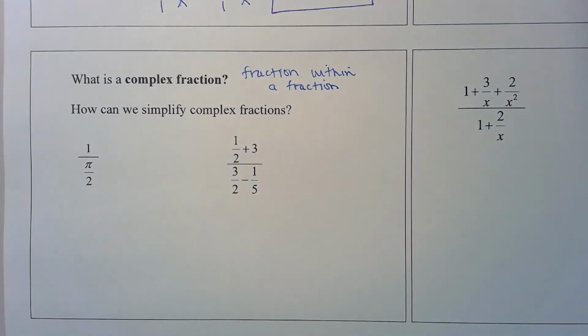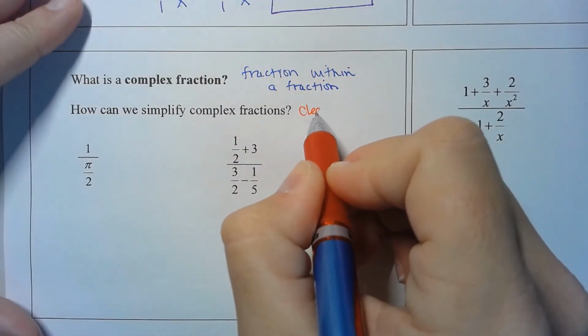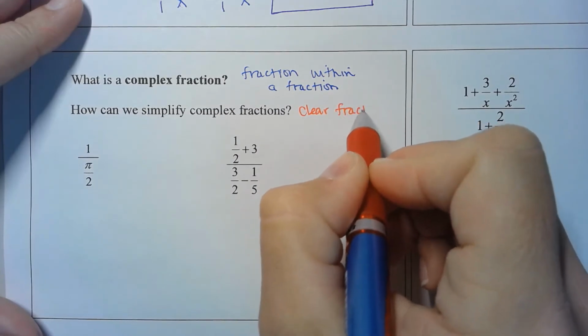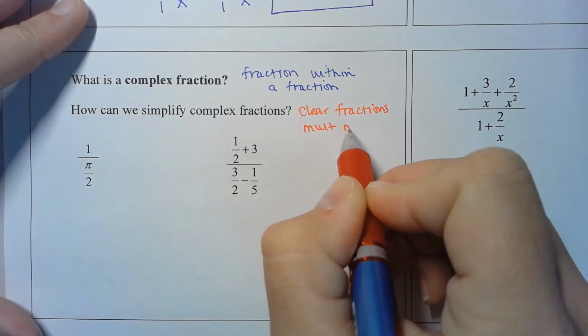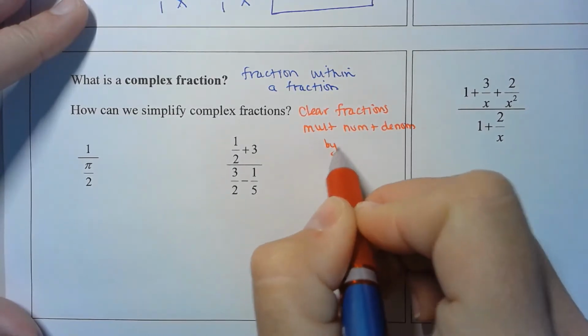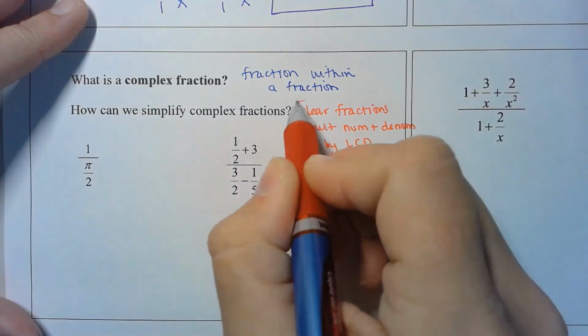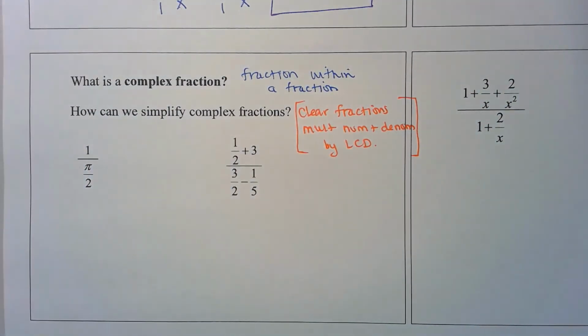There's a lot of choices on how we simplify a complex fraction. What I'm going to do is I'm going to clear the fractions by multiplying the numerator and the denominator by the LCD, least common denominator.